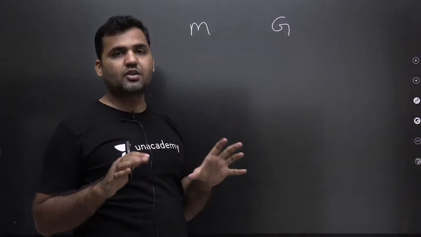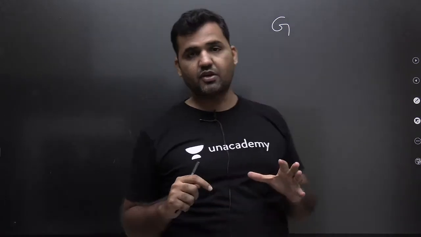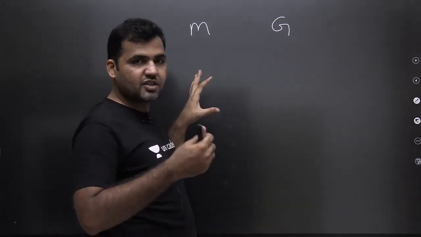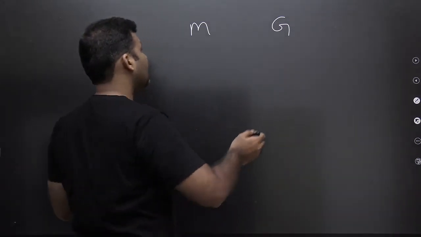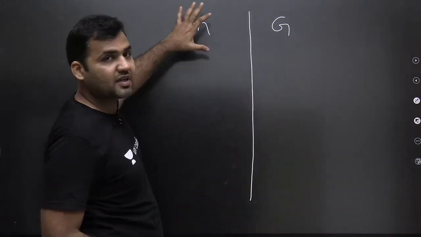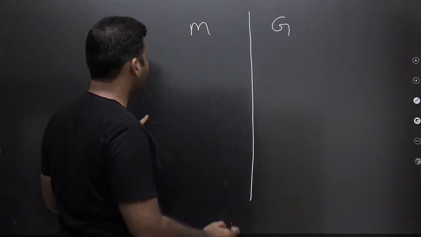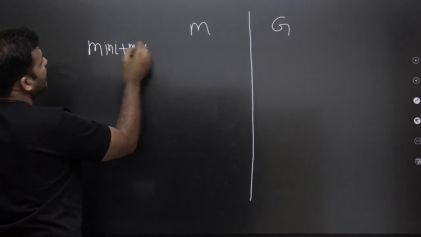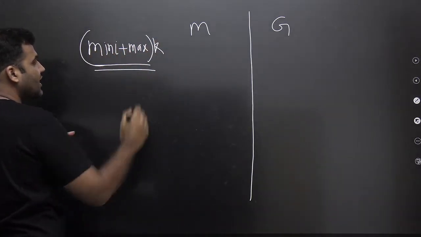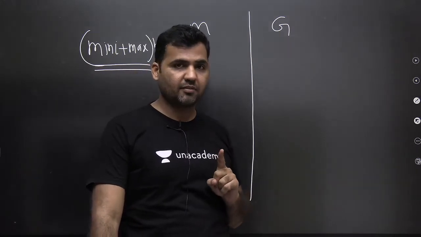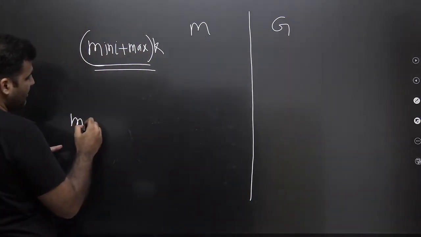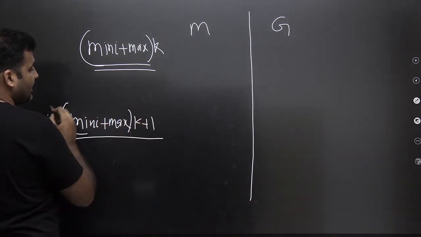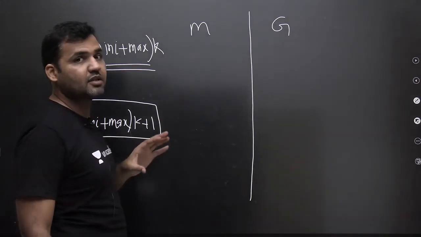If you have gone through the theory part, which I have given in the description of the video, you must know that if the person picking the last coin is going to win the game, the controlling factor for the first person who is starting the game would be the (minimum number of coins that you can pick plus maximum number of coins that you can pick) multiplied by k. That's the controlling factor if the person picking the last coin is winning the game. And the controlling factor would be (minimum number of coins that you can pick plus maximum number of coins that you can pick) into k plus 1, if the person picking the last coin is losing the game.